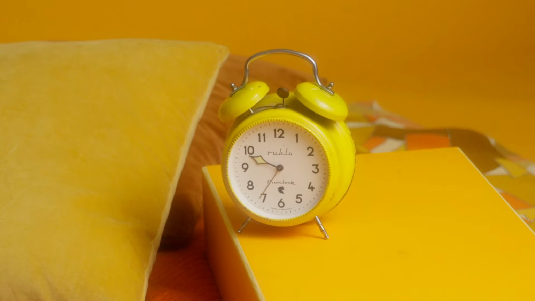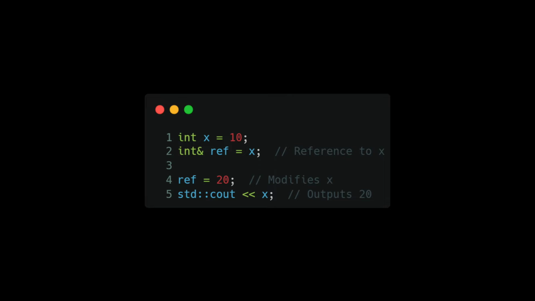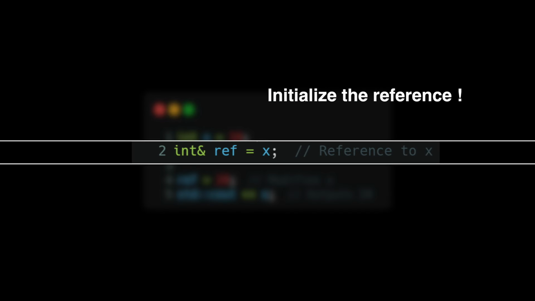Another key difference between references and pointers: references need to be initialized when they are declared. If you create an uninitialized reference, during compile time you will get an error. In the previous example, if you don't assign x to the reference when defining the reference itself, you will definitely get an error from the compiler. But why do we want to use references instead of pointers?